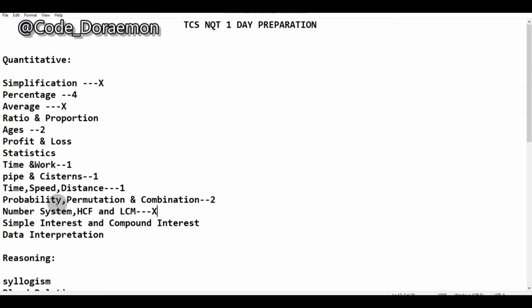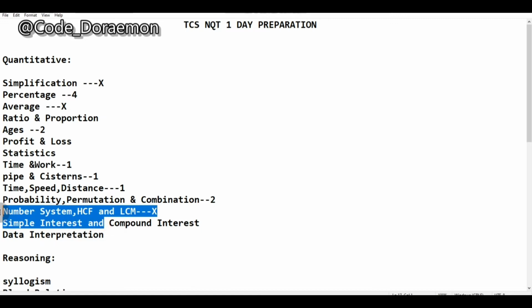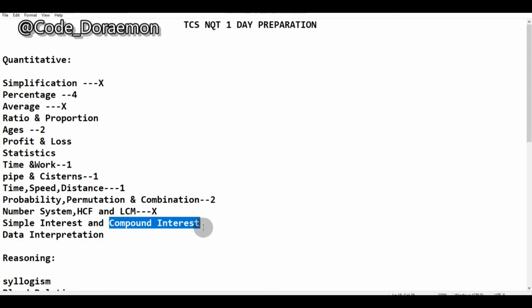If you are well and good with the formulas, you can go with simple interest and compound interest, because time and work, pipes and cisterns, and probability, permutation, combination, everything has formulas. If you are not good with formulas, confusion will happen between simple interest and compound interest, and mostly simple interest is avoided in quantitative questions. Only compound interest is taken care of, and even if you get a simple interest question, those will be very confusing. So you should be very clear while reading the question, and if you are good with formulas, you can go for learning simple interest and compound interest, and this has the third priority, only if you have time.